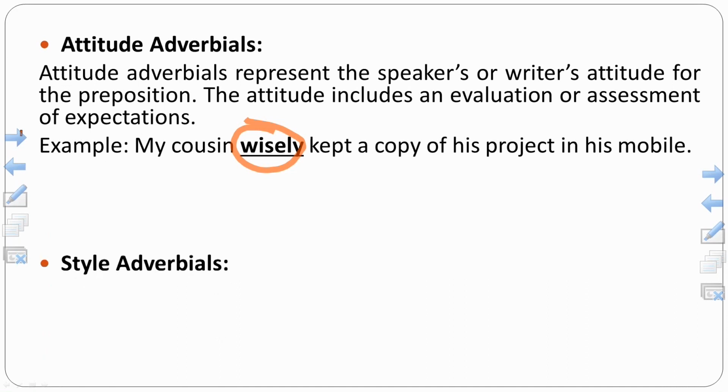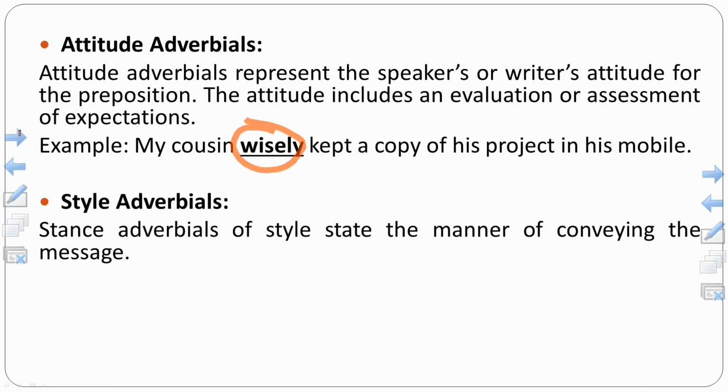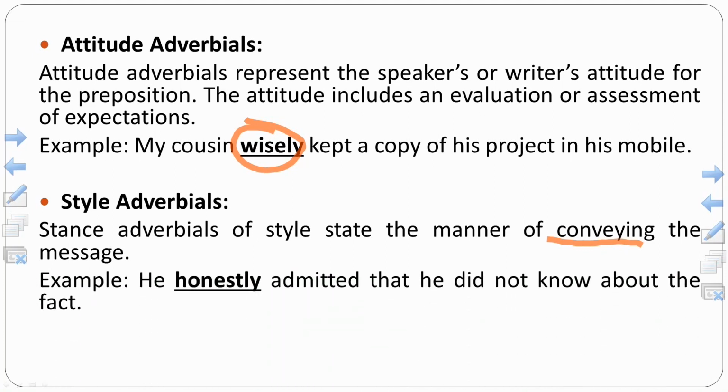Then style adverbials. Another adverbial is style. So style adverbials state the manner of conveying the message. He honestly admitted that he didn't know about the fact. So he honestly admitted the fact that he didn't know about the reality, what actually happened.